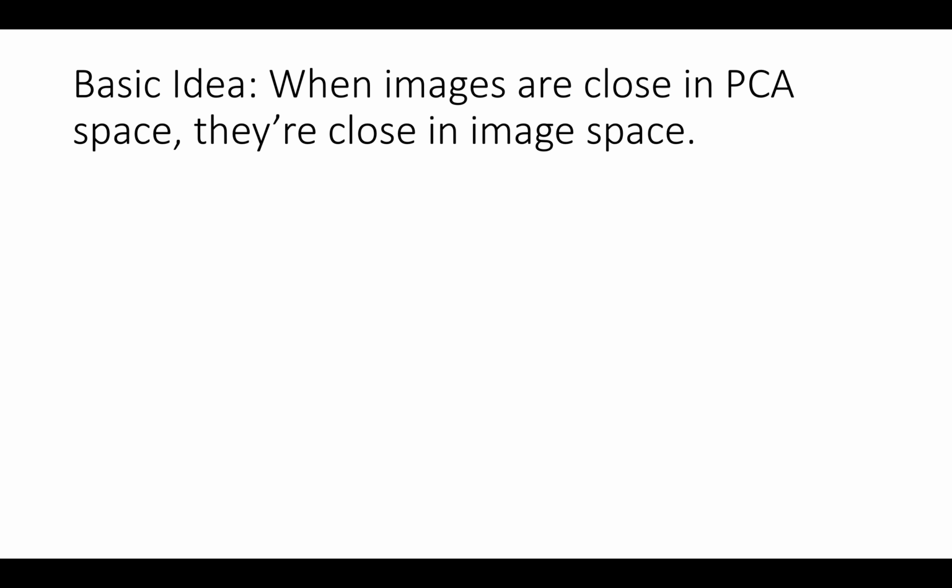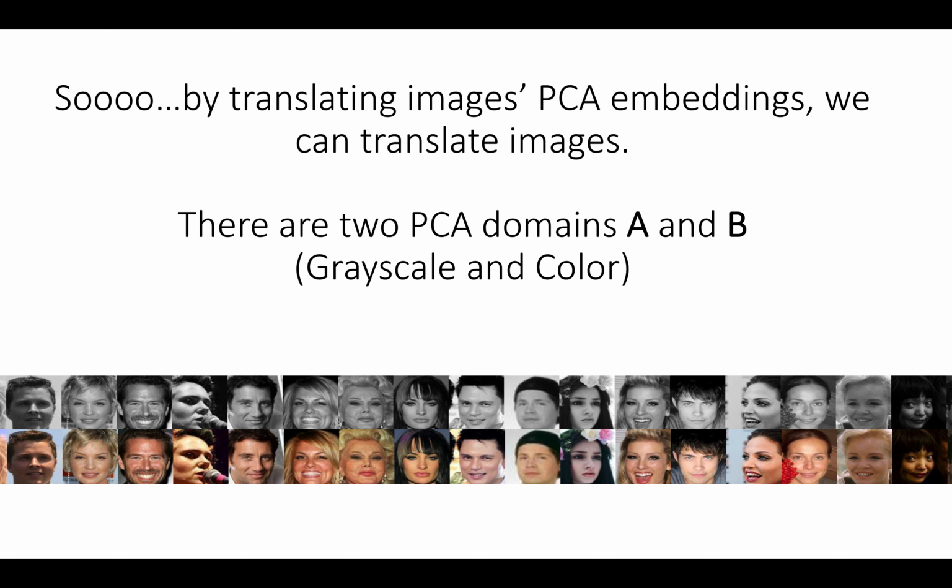So basically, the general idea of our algorithm is that when you have two images that are close in PCA space, they're also close in image space. So if you have two similar looking images, their PCA embeddings are going to look pretty similar. And so by translating images' PCA embeddings, we can translate images.